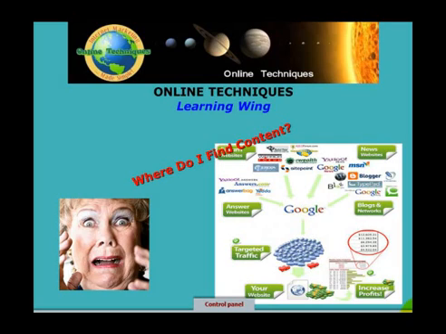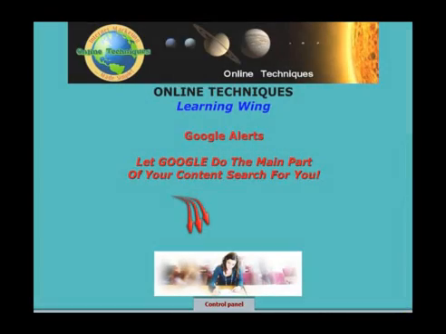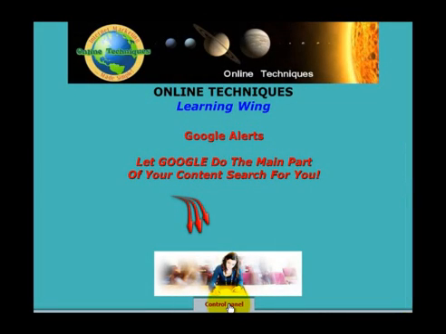So the biggest problem, and the first thing that this takes care of, is where do we find the content? We have to look all over the place. Okay. The answer is very simple, really. To do basic curation, you can do it with Google Alerts. So the software has figured out a way to let Google do the main part of your searching for you.